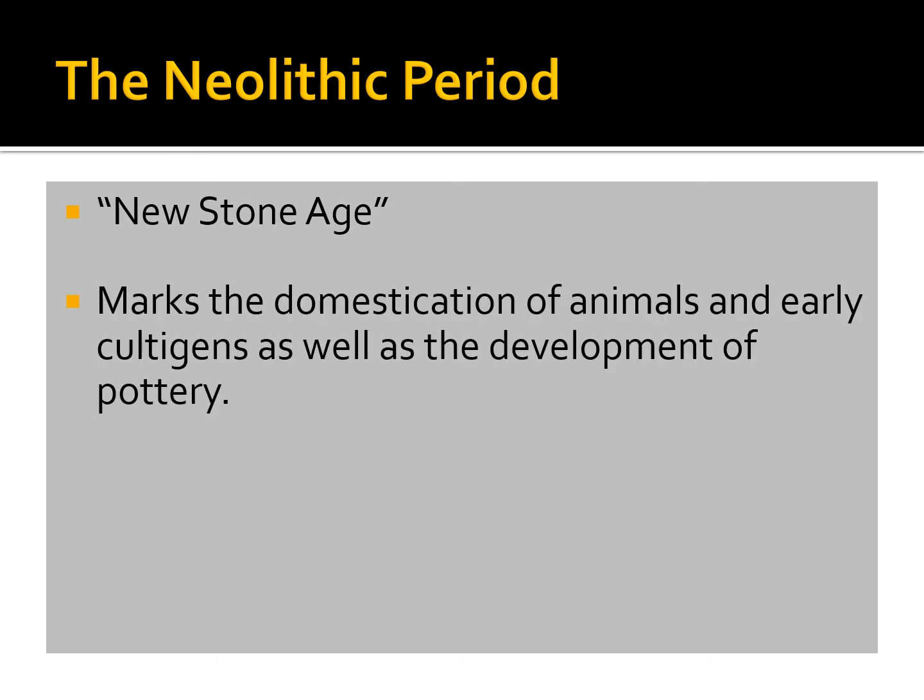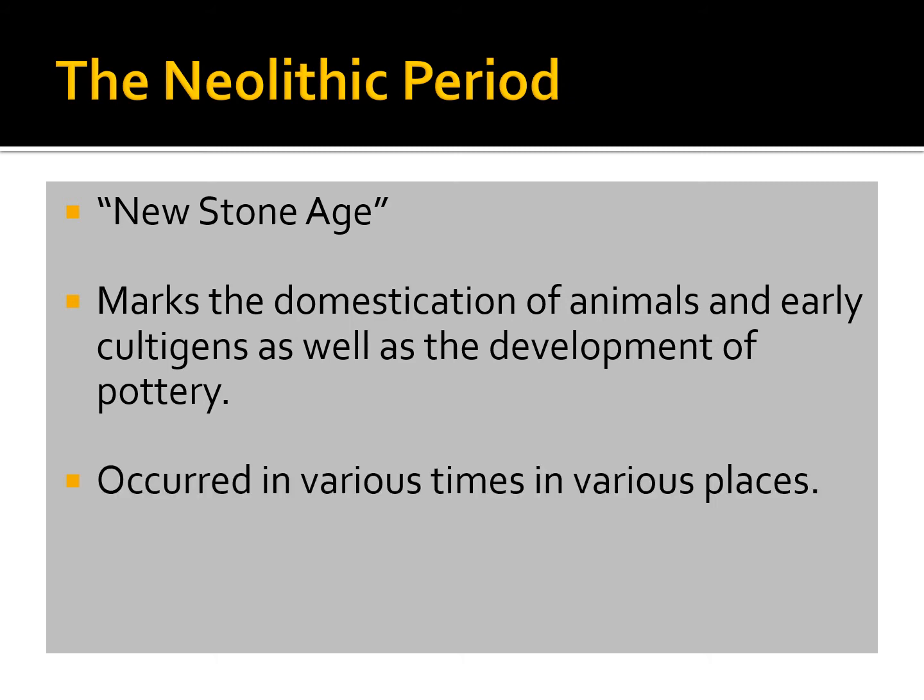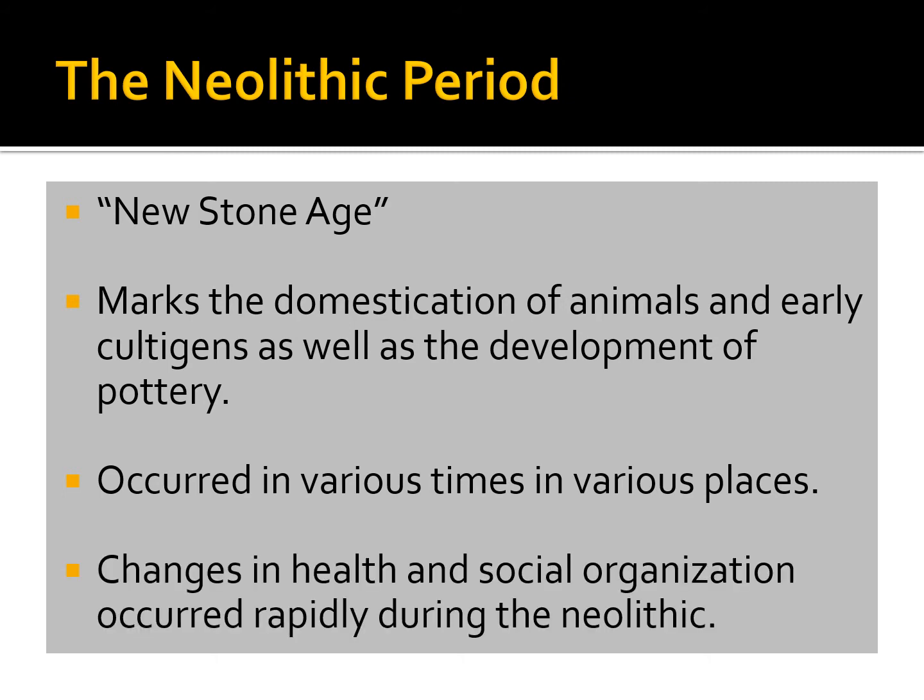So going back to what we were talking about a few slides ago with the differences between the Neolithic and the Paleolithic period, right? The Neolithic, we said, was otherwise called the New Stone Age, right? And what really marks this transition is the domestication of animals and early cultigens, as well as the development of pottery, right? And remember that that transition to domestication occurred in various places at various times, right? There were also a lot of changes in health and social organization that occurred rapidly during this time period as humans began to settle down into more permanent settlements.